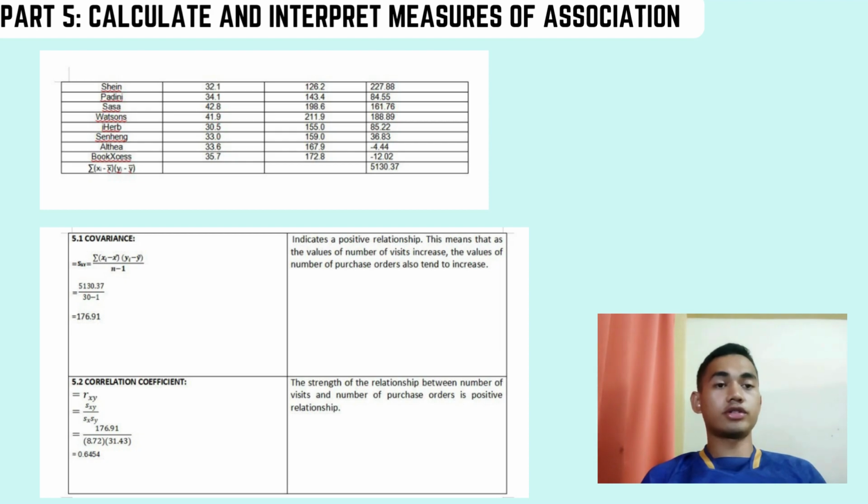After getting the covariance, we go on to the correlation coefficient. The formula is covariance divided by the standard deviation of x times the standard deviation of y. Then we got 0.6454. So the strength of the relationship between the number of visits and the number of purchase orders is a positive relationship. So that's all for me.